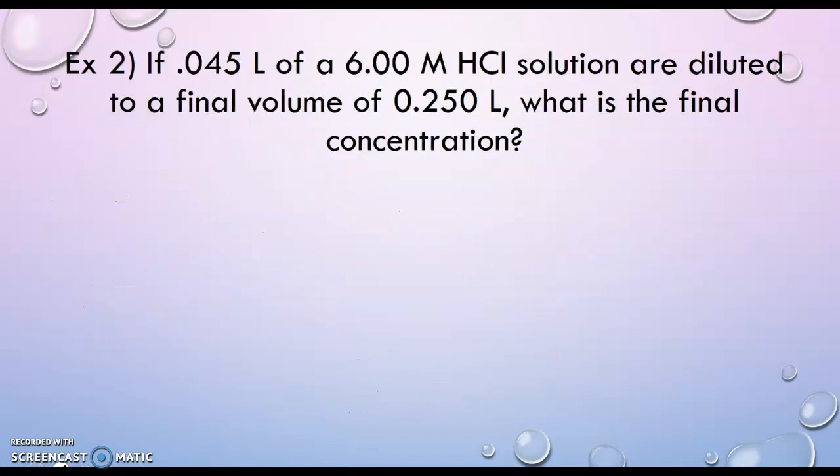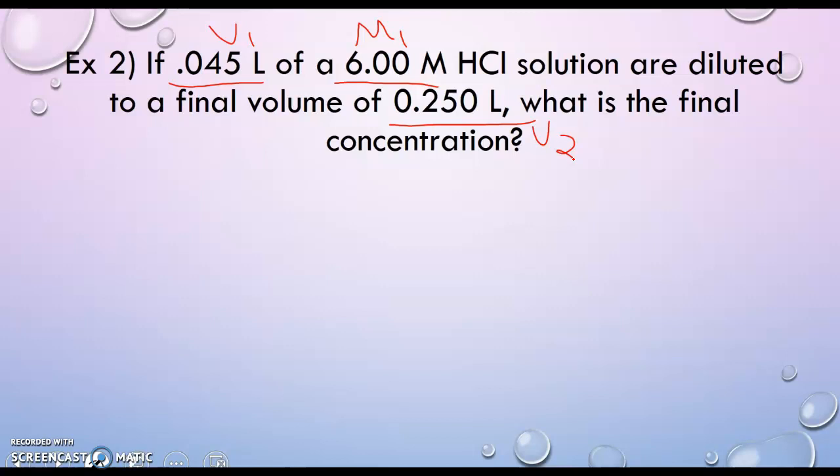Okay, one more. So I'm going to use the same approach. I'm just going to label it as I go. So the first thing I come across is a volume, so I'm going to label that V1. That volume has a molarity of 6, so that is M1. That molarity is diluted to a final volume of this. So we have V2. So what is the final concentration? So M2 is what we're looking for.